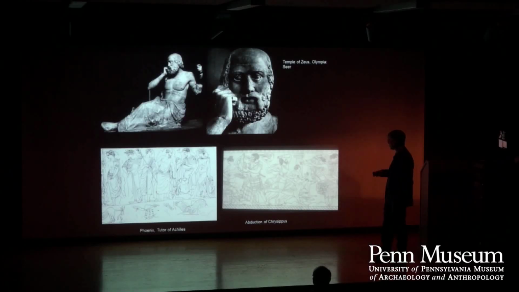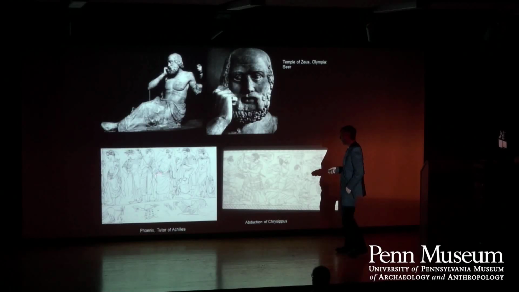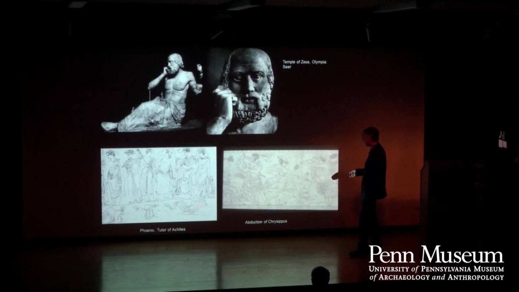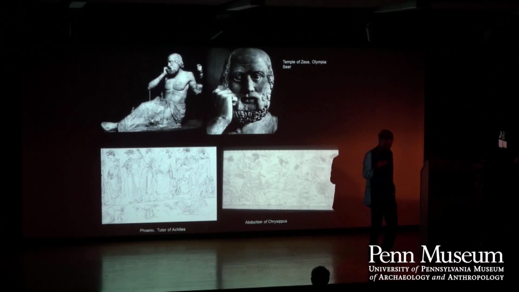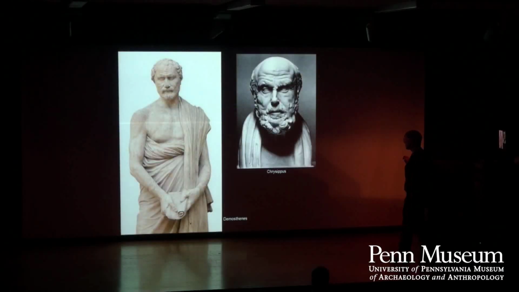This is early 5th century BC. But if you begin looking at cysts, boxes for toiletries of bronze that were made in the 3rd century BC, you find that those who have marks of advanced age or receding hairlines are the tutors, for example, Phoenix, the tutor of Achilles, or the tutor of Chrysippus, who's being abducted by Pelops over here.